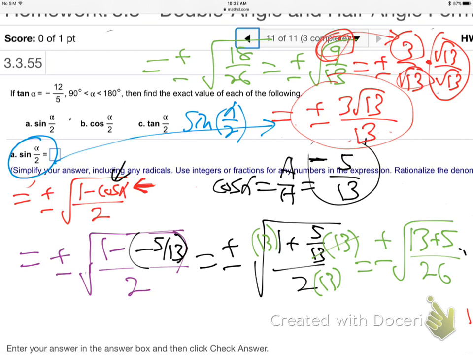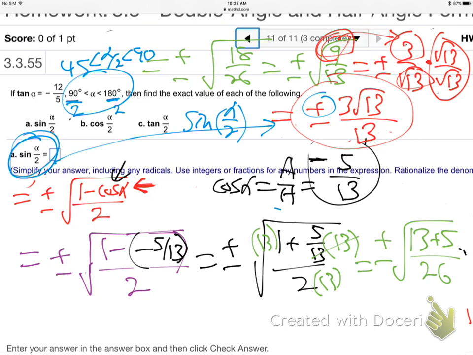Half of alpha. What's alpha? Where's alpha? Between 90 and 180. So where's alpha over 2? Between 45 and 90. First quadrant, positive. Everything's positive in the first. Do you see that? Alpha is in the second, but alpha over 2 is in the first. A little trickery there. Do you see that?